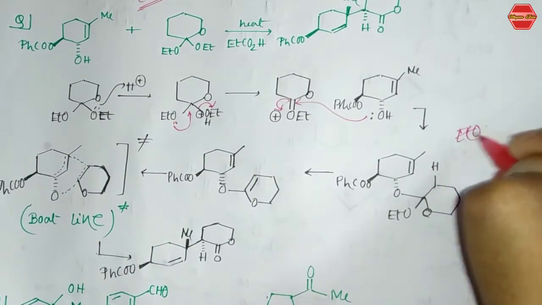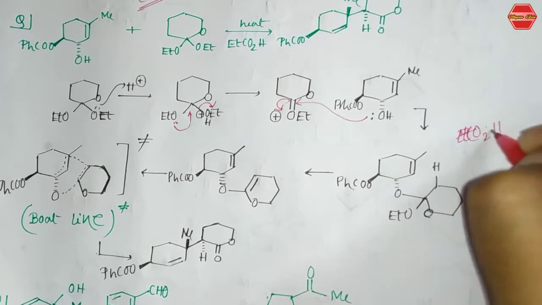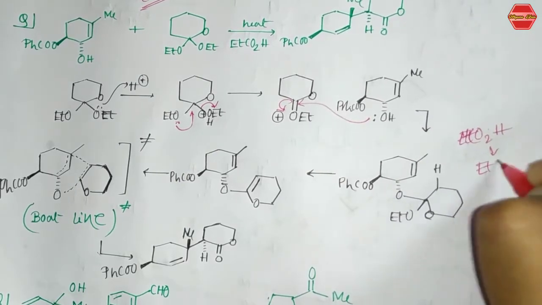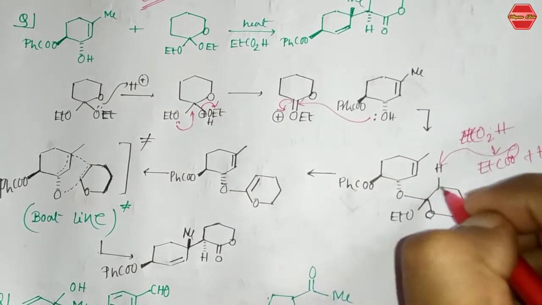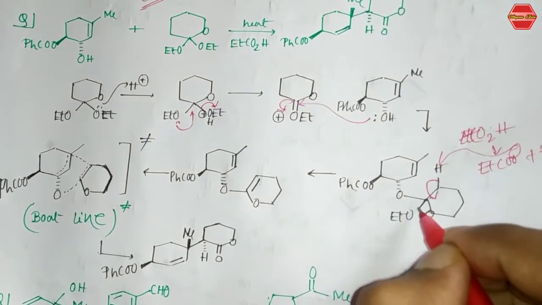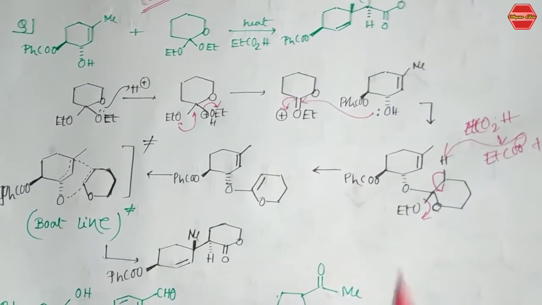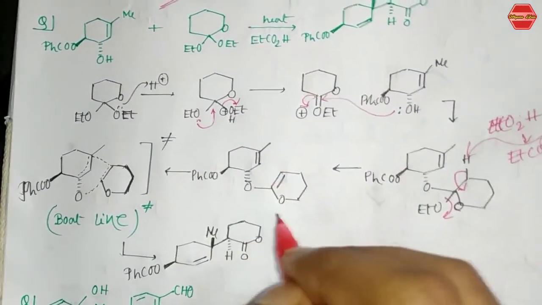Sorry, this is EtCO2H, and you can break it in this way: EtCOO minus and H plus, right? So it takes a proton from here, these bonds go over here, and this OEt will leave from the system. Okay, so that is how you are getting this kind of double bond over here.